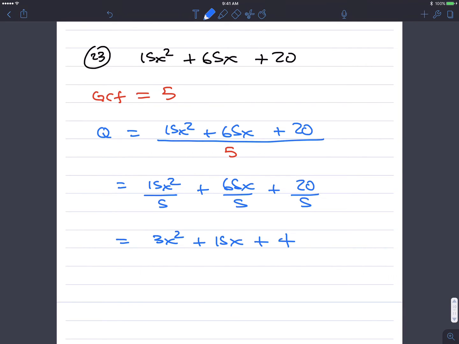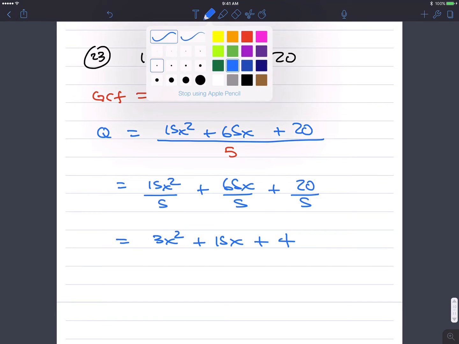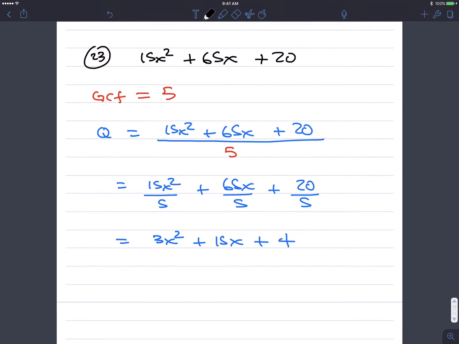Is that true for a quotient? Double check my division. Is that right? Did we make a mistake on that one? Oh, what 65 divided by 5 is? It's 13. Good job.